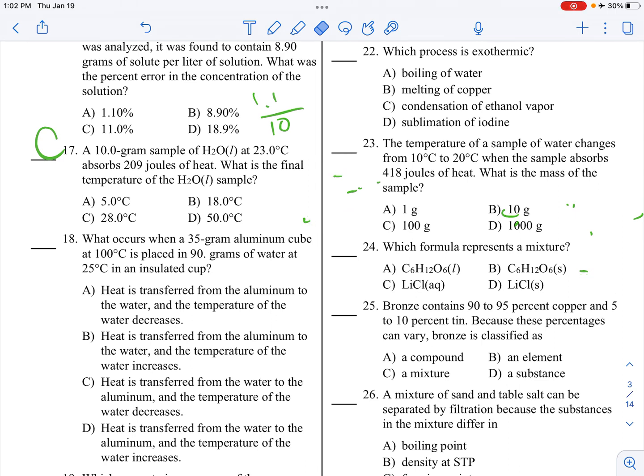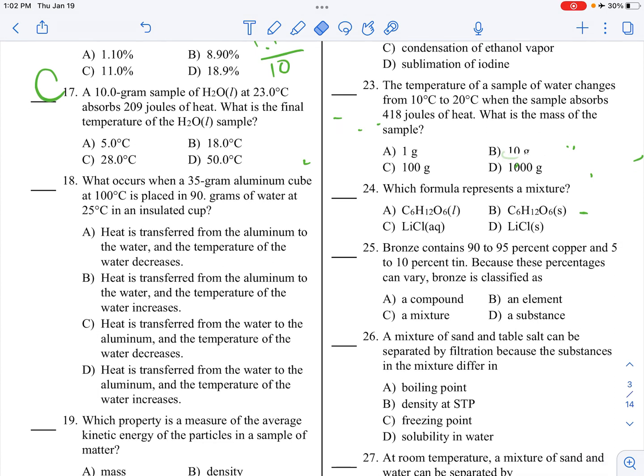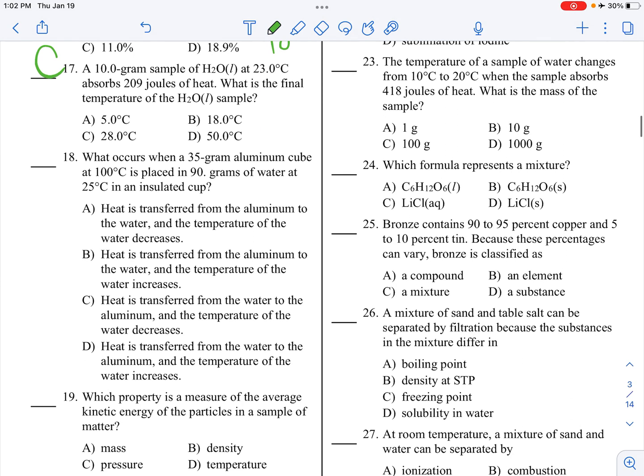All right. What occurs? It's going to bother some of you. We need to have everything erased. What is going to occur when a 35-gram aluminum cube at 100 degrees Celsius is placed in 90 grams of water at 25 degrees Celsius in an insulated cup? So the water is at 25 and the cube is at 100. Well, heat flows from hot to cold. So the cube is hot, it's going to flow into the water. Heat is transferred from the aluminum to the water, and obviously the temperature of the water will increase. So that will be choice B.